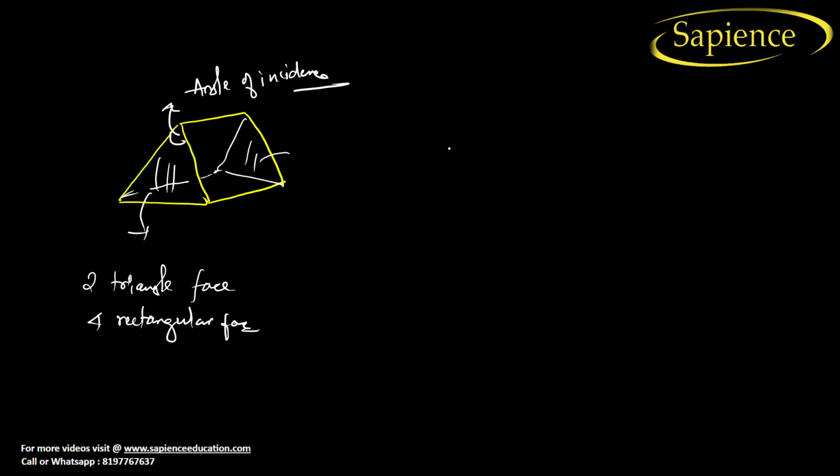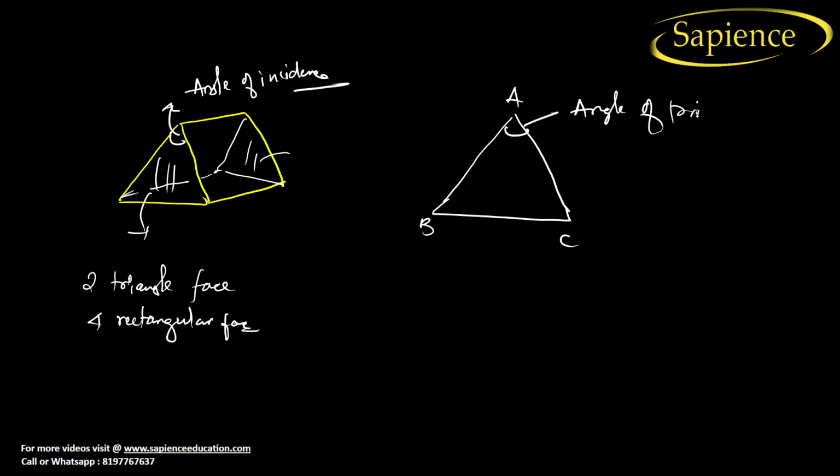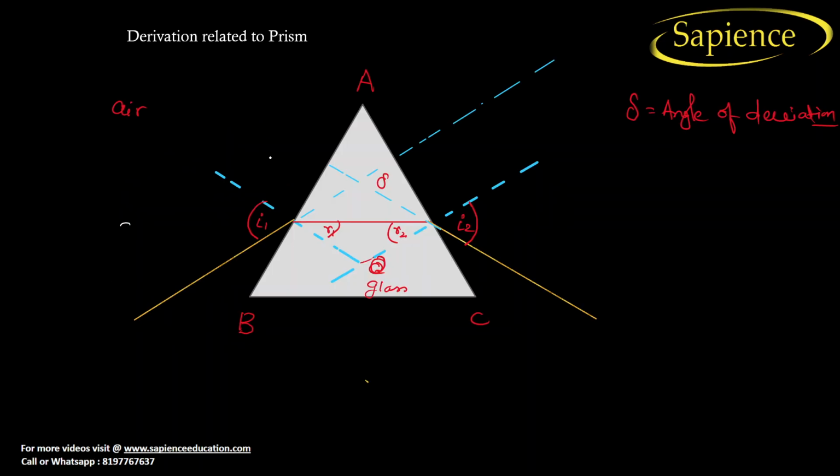Right? When we observe the front view, let us consider this is our front view. We will discuss all the derivations with respect to the front view only. Let us consider this is A, B and C. This we will consider as the angle of prism. Okay, I hope you have understood this. Now let us derive some of the formulas with respect to the prism.